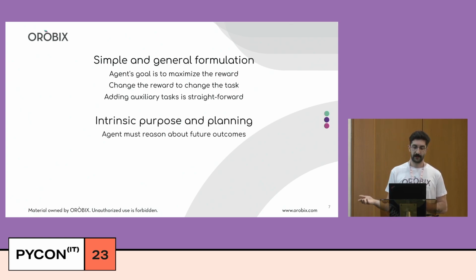So in its formulation, it has purpose and planning right off the shelf, because when an agent takes an action at a particular point in time, he needs to reason about the future outcomes, right? Because I'm an agent, I'm taking an action right here at this time, and I have to understand that in the future, my action will have some consequences, right?